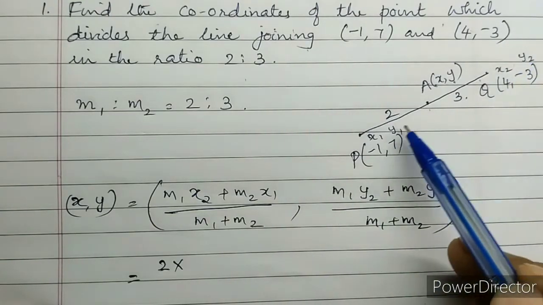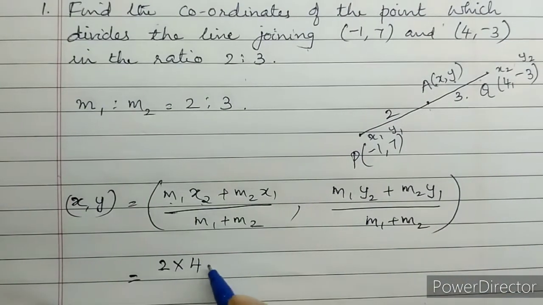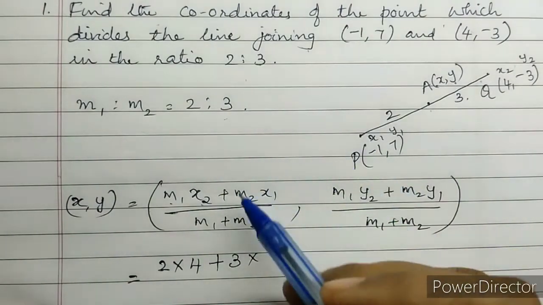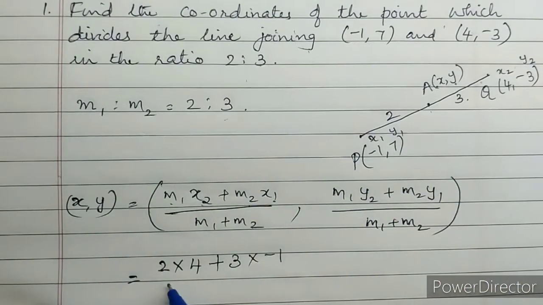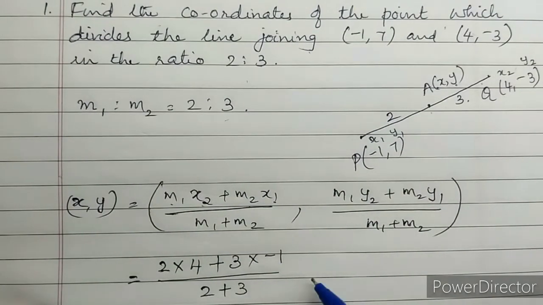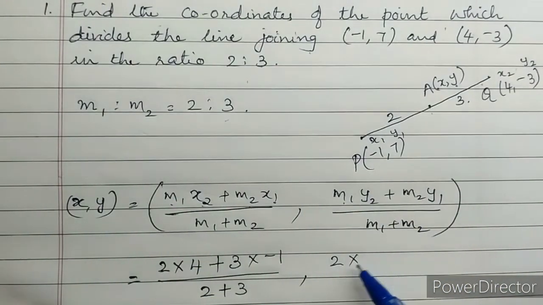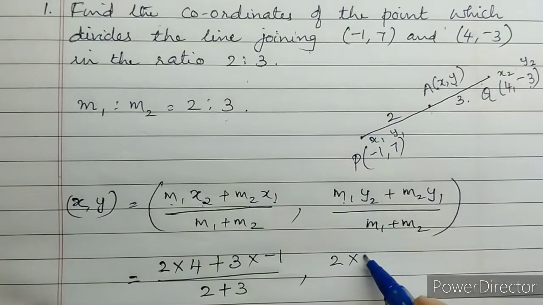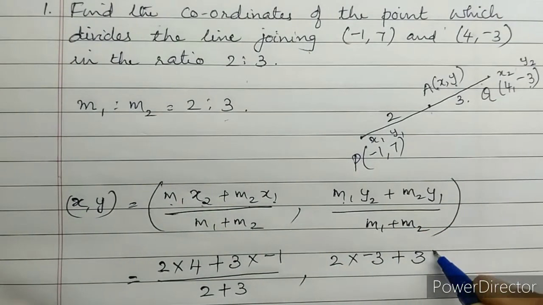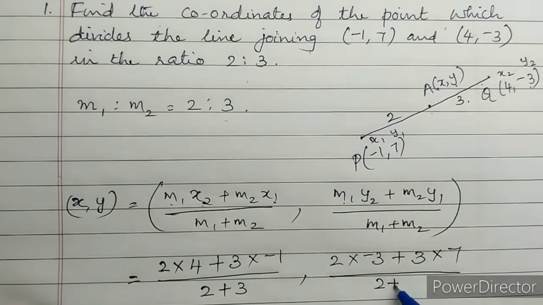m1 means 2. This is x1, y1 and this is x2, y2. So mark it at the top. m1 x2 means x2 is 4, 2 into 4, plus m2 x1, m2 is 3 into x1 is -1, divided by m1 plus m2, that is 2 plus 3, comma m1 y2, m1 is 2 into y2 is -3, plus m2 y1, m2 is 3 into y1 is 7, divided by 2 plus 3.